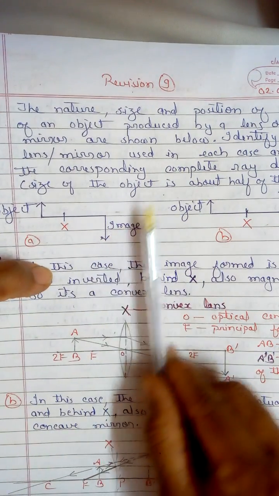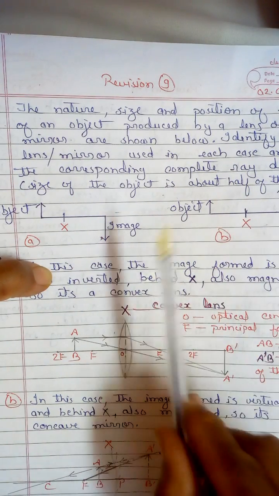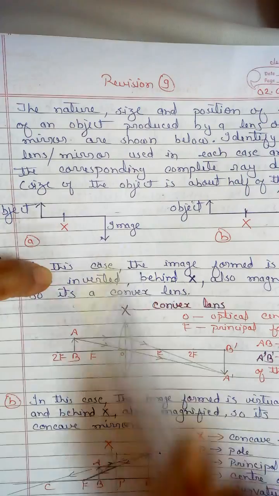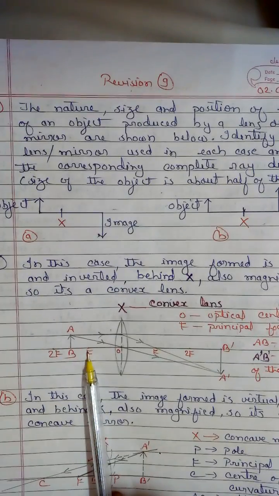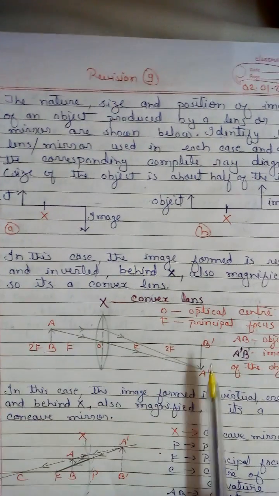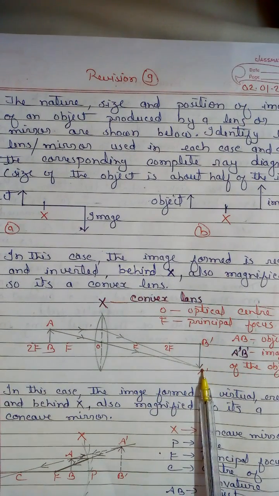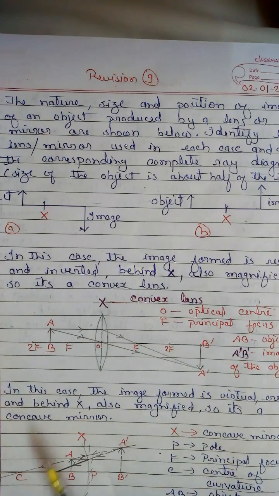Now, as they said, the size of the object is about half of the image. That means the image is magnified. So we can find this type of image only when the object is placed between f and 2f in front of a convex lens. So we will get a magnified image which is about double of the object.